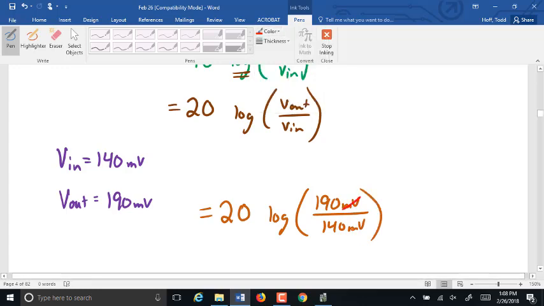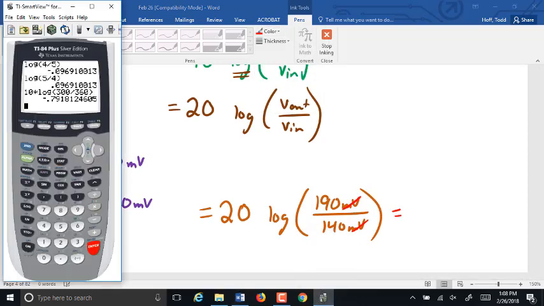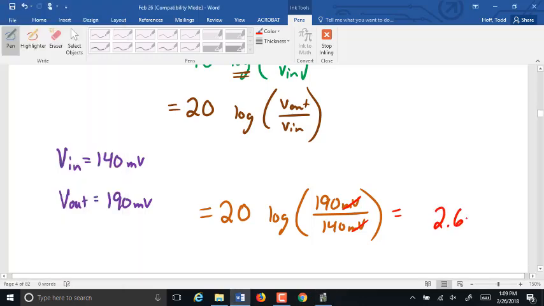So now the millivolts cancel out. So this will be 20 times the log of 190 over 140. Now you notice I'm actually just leaving the zeros off, putting 19 over 14. The size of the numbers doesn't matter. It's the ratio of the numbers that matters there. I get 2.653 dB gain.